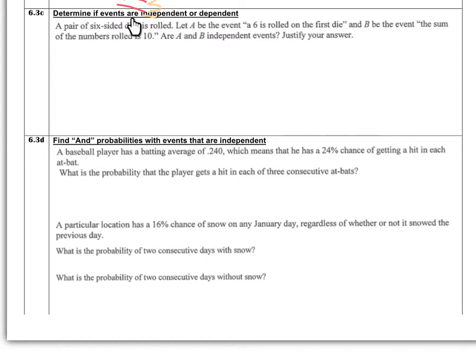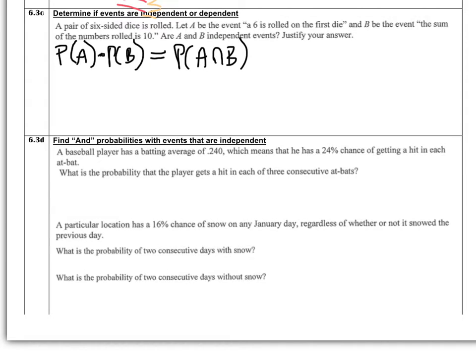6.3c, we're going to determine if events are independent or dependent from each other. Let's first write down the formula to test for independence. Remember, we're going to find the probability of A and times it by the probability of B. We're going to test and see if that is the same with the probability of A and B. So what we have to do here is find 3 different probability fractions. I can tell because this P here is one probability, that's a second, and that's a third. So let's read the problem and do it.